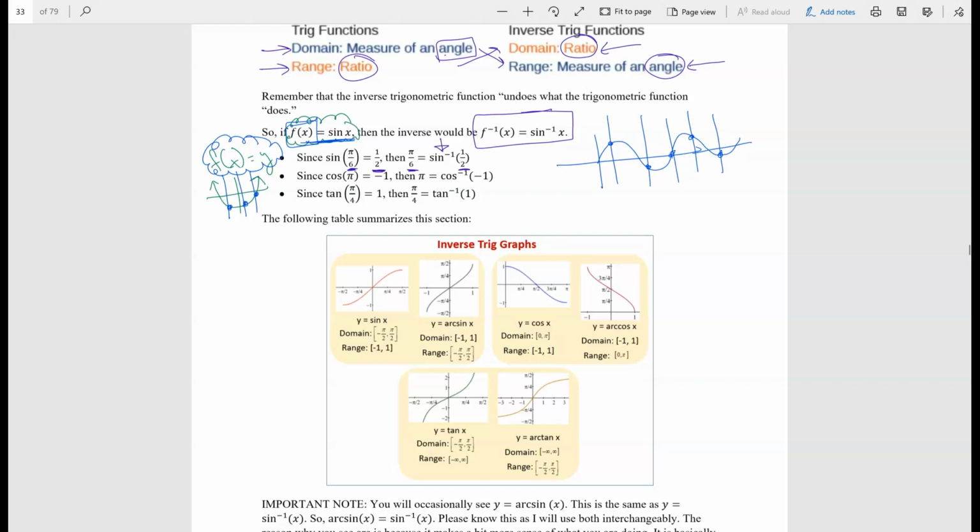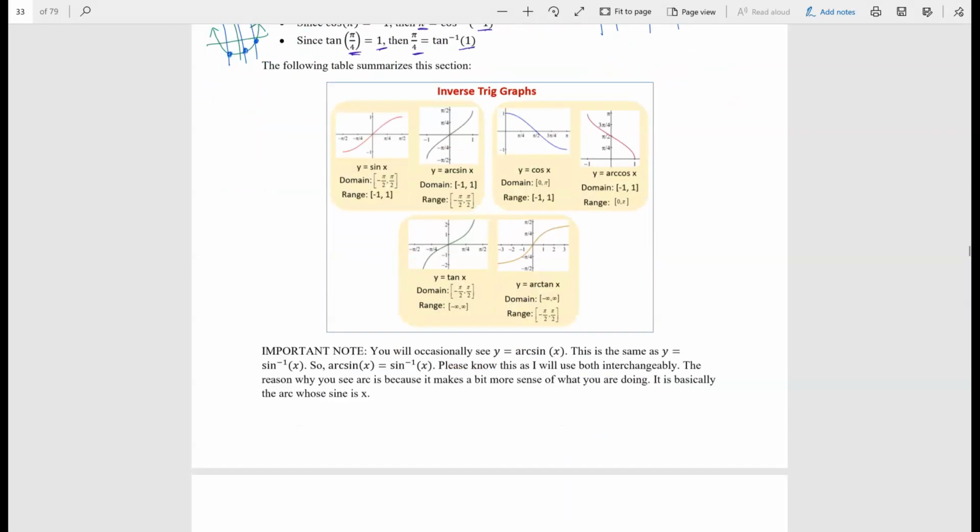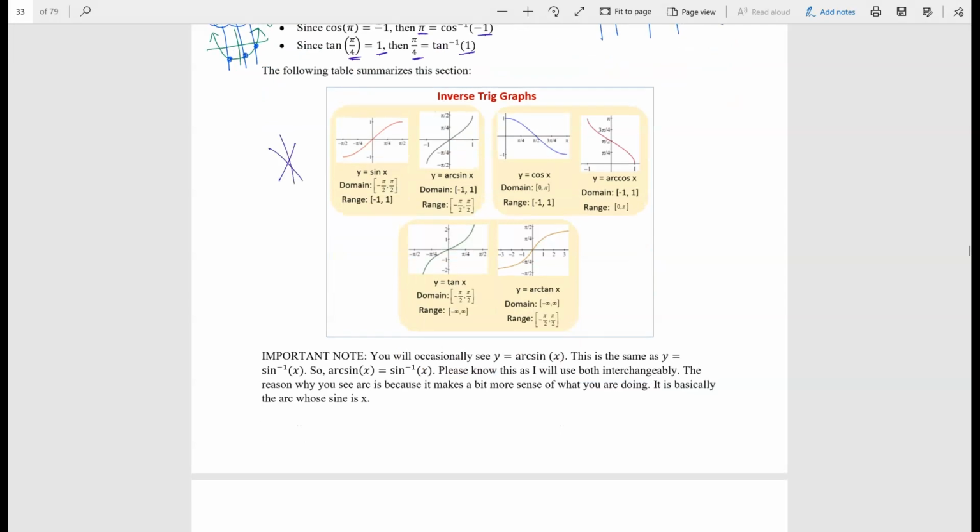Cosine of pi equals negative 1, so I can write pi equals cosine inverse of negative 1. Tangent of pi over 4 equals 1, so that means pi over 4 is equal to the tangent inverse of 1. This is just how we write tan inverse, cosine inverse, and sine inverse, how we express them as inverse trig functions. So this chart is actually really important.